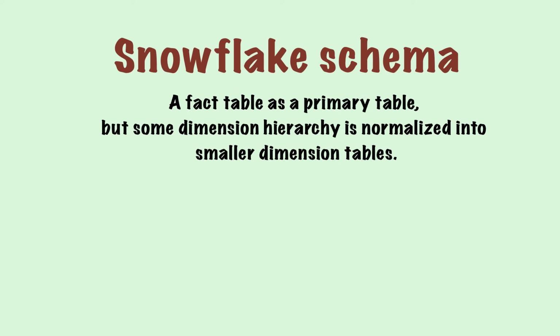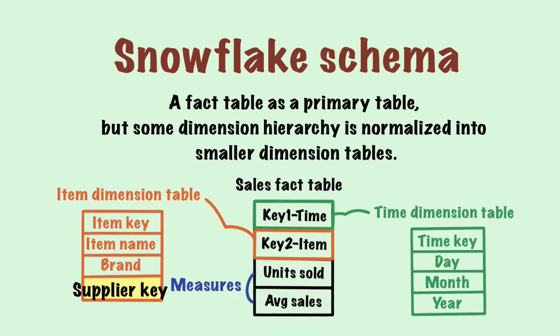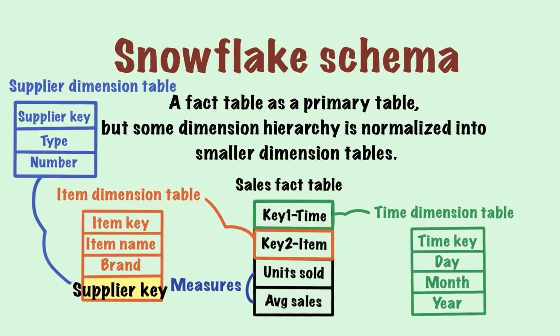The second one is Snowflake schema. It contains a fact table as primary table, just like star schema. However, the dimension hierarchy here is normalized into smaller dimension tables. Say, we have the database like before, but in item dimension table, we have an extra key, supplier key. This supplier key doesn't appear in fact table, since it's a representation of hierarchy in dimension table. In Snowflake schema, this extra key is linked to a smaller dimension table, supplier dimension table. In fact, supplier dimension table can also have keys that link to an even smaller dimension table. So, we get this snowflake shape.